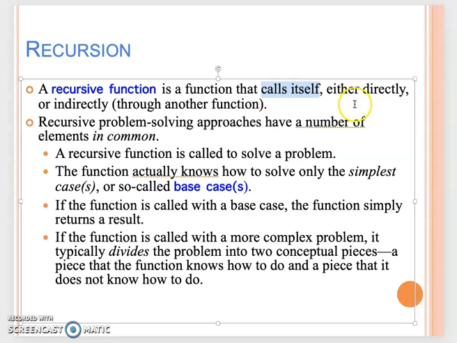When we say directly, that means inside the function itself, it calls itself. If you have a recursive function, inside the function body you call itself again. That's what we call direct. Or indirectly, that means a recursive function will call another function, then this function will call back the recursive function. So that's what we call a recursive function.